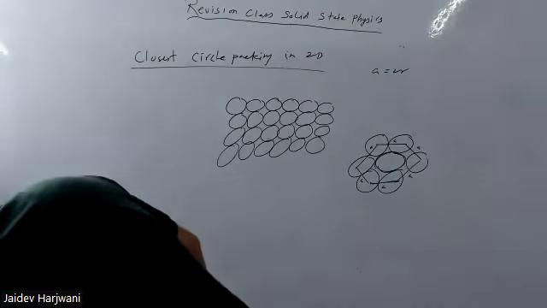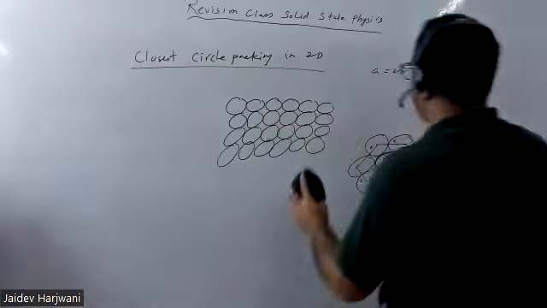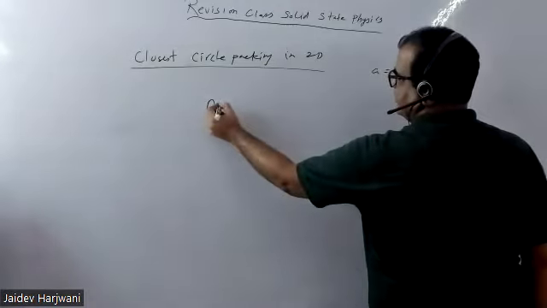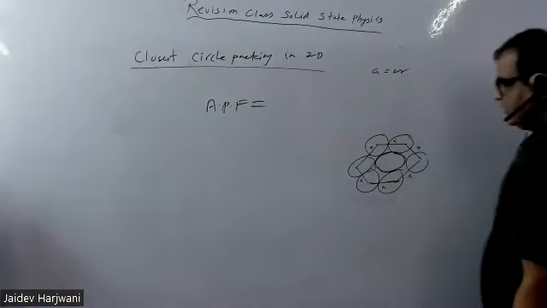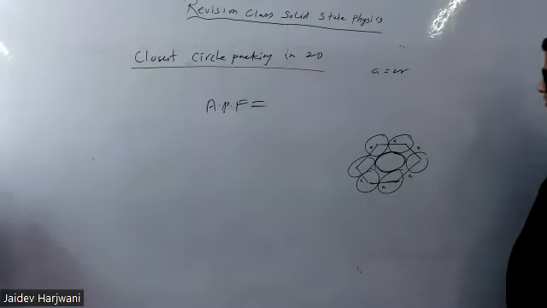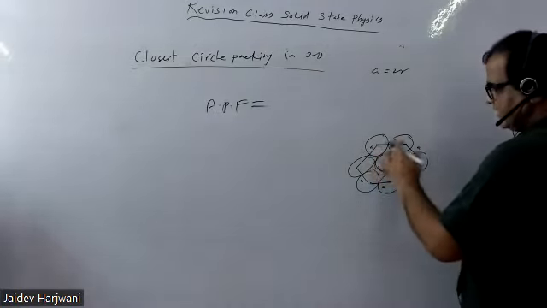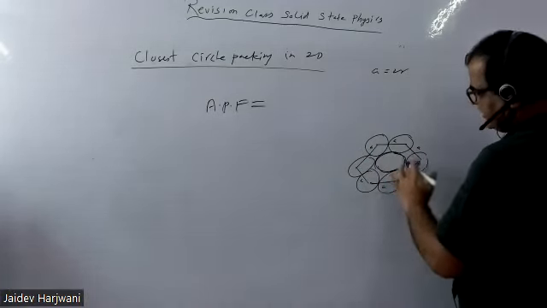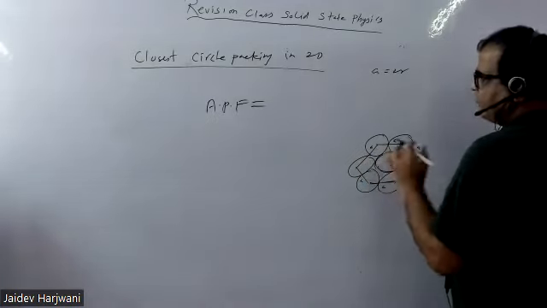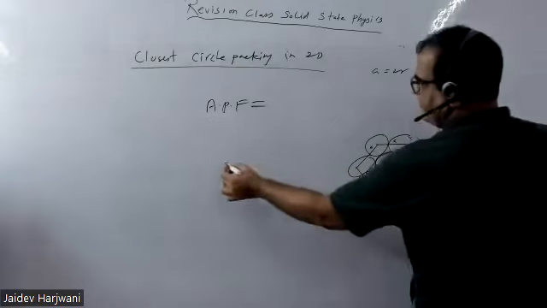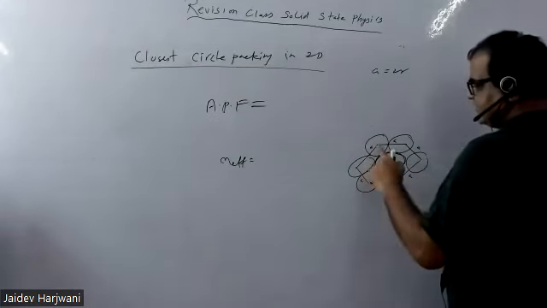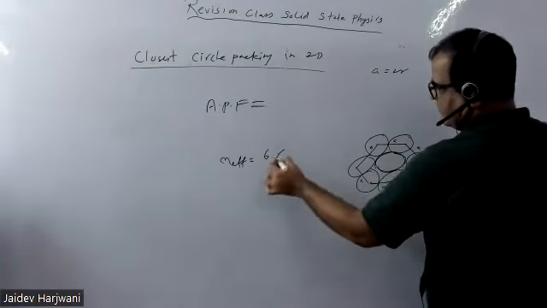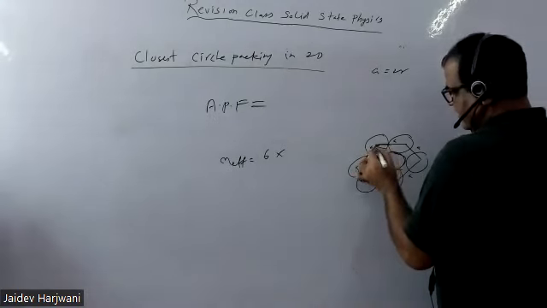If you want to calculate the atomic packing fraction of these circles, then you have to find how many circles or atoms are there in this hexagon. Each corner atom will contribute 1/3. So if you calculate n effective, there are total 6 atoms at the corner, 1, 2, 3, 4, 5, 6, and they will contribute only 1/3 each.